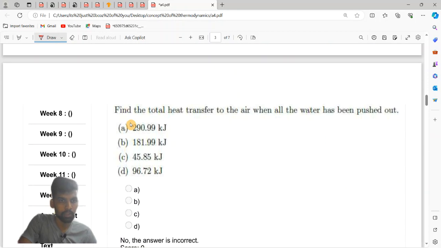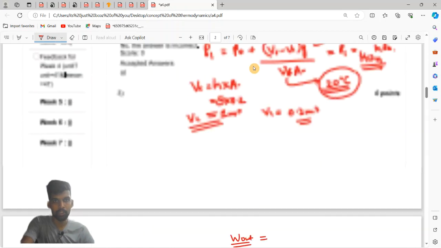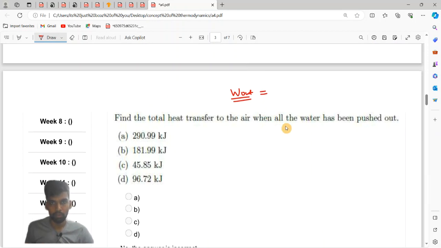We have taken too much time here. So the third question is: find the total heat transfer to the air when all the water has been pushed out. Okay. So before doing this, one more thing I need to tell you, that is our system is doing work on the surrounding here. So we are getting work output out of our system. The value that we got is 96.72 is our work output.